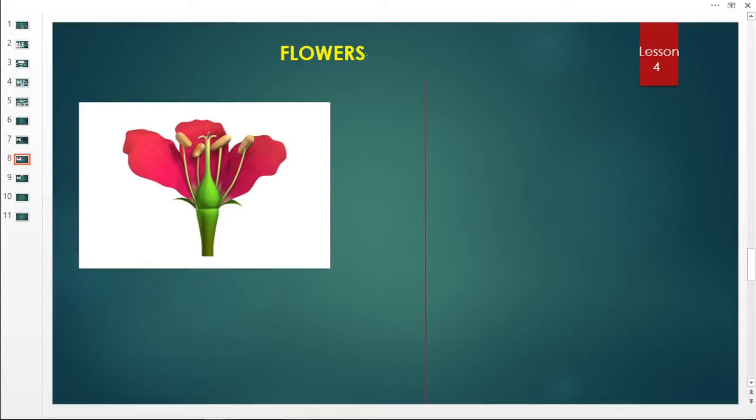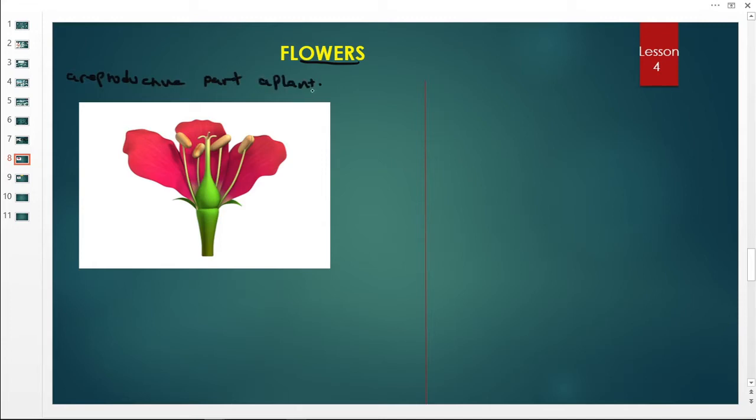Now, as we are moving on, we are looking at classification of flowering plants. Then we are going to look at flowers. From primary 4 we've been looking at flowers, and once again we are looking at flowers. So a flower is a reproductive part of a plant, meaning that it enables a plant to do what?